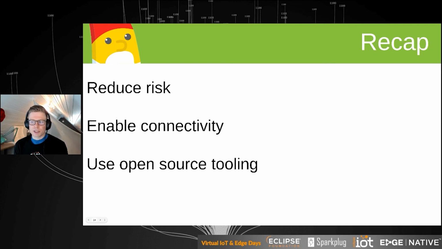We have enabled connectivity using some gateway, and there are very many options here, but in our case we tried to demo the BLE way of doing things, because it involves a gateway, which is sort of one of the more problematic pieces of the puzzle. And then we used open source tooling. We used Eclipse projects. We used Drogue IoT to build this system.